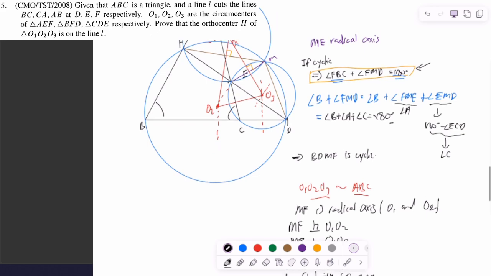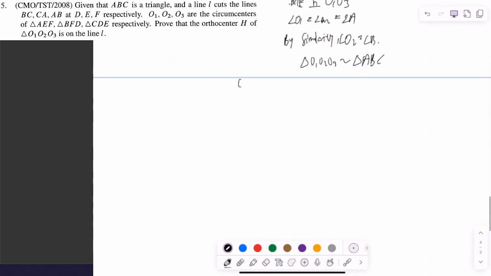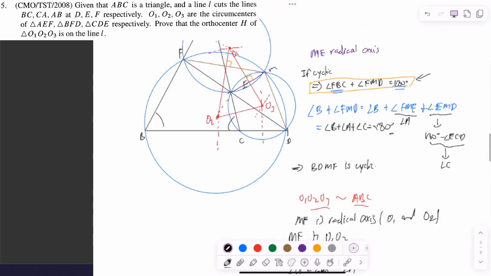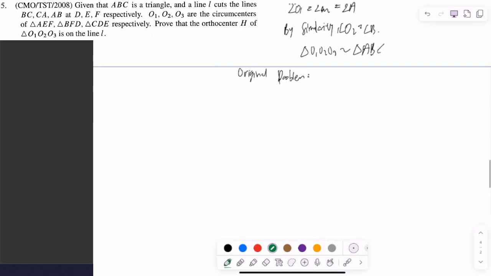So now that we proved that the two triangles are similar, we can't forget about the original problem, proving that the orthocenter of this, so we haven't drawn the orthocenter of O1, O2, O3. The orthocenter should be here and it's on L. So let's name it H. So we want to prove that H is on line L.